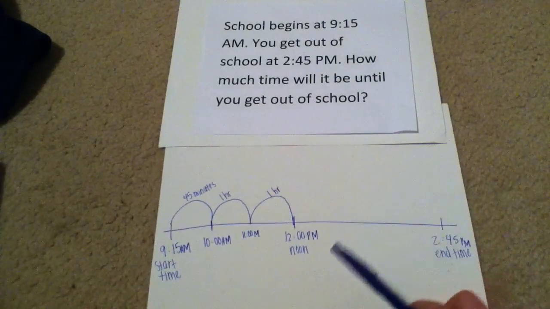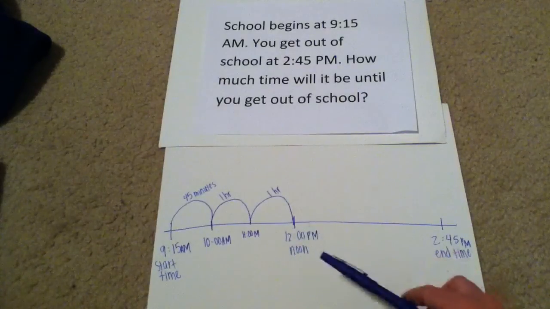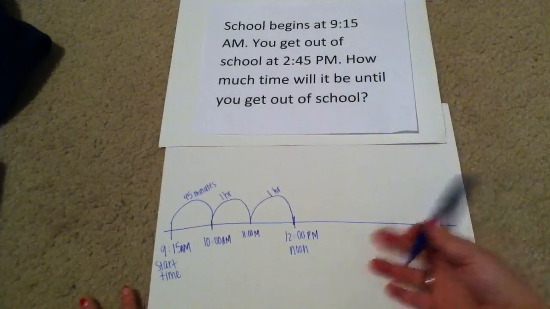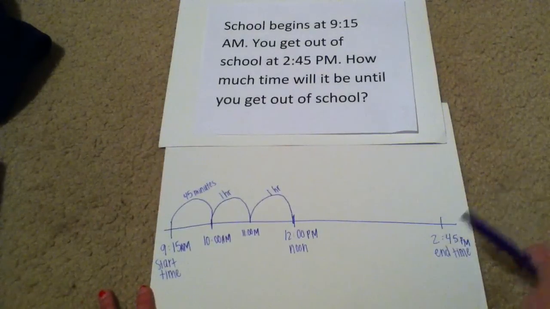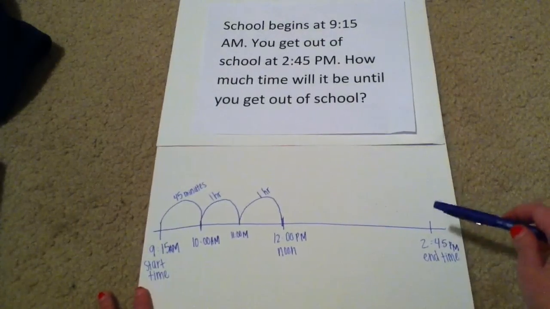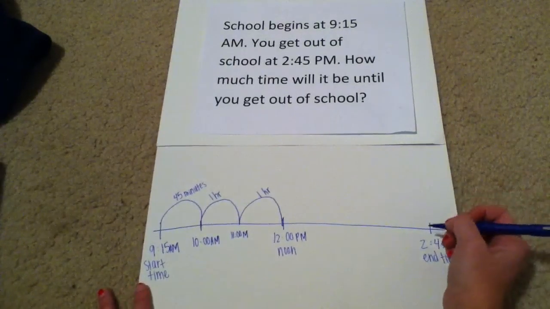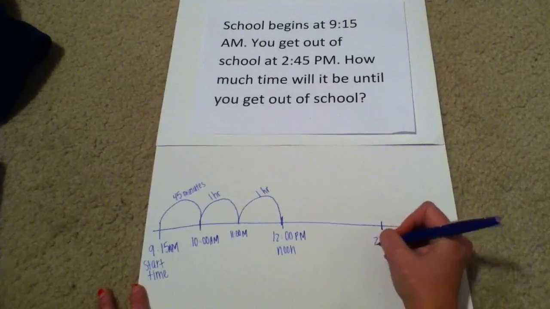Now, we need to skip count until we hit the hour nearest to the end time, but not past it. So before we skip count, let's look at our end time. It's 2:45 p.m. What's the nearest hour to this end time that isn't passing it? The nearest hour to this end time that's not passing it is 2 o'clock p.m.